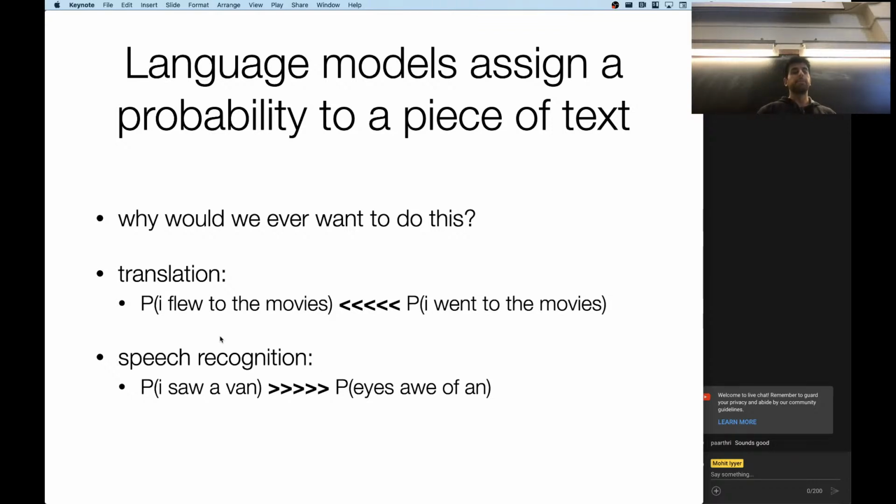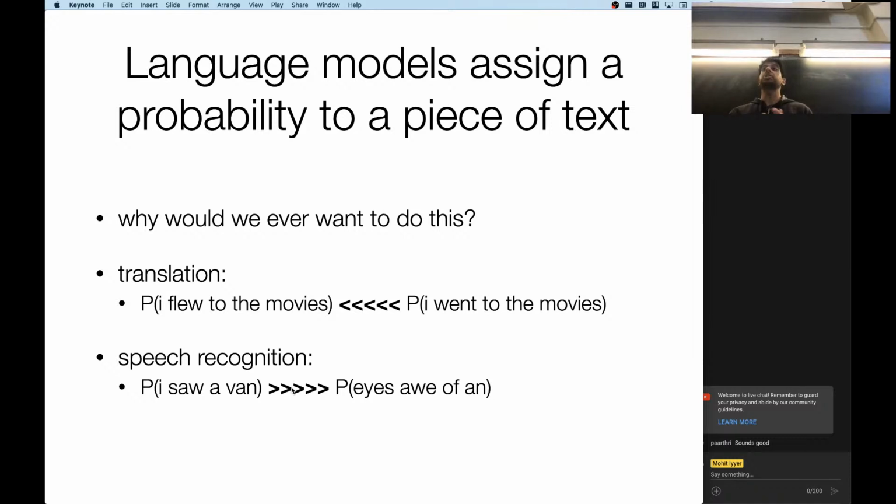For example, let's say I'm doing machine translation and I have a system that can give me multiple candidate translations of any given input sentence. And so I want some way of ranking those translations to see which one is the most plausible. If I had two candidates, I flew to the movies and I went to the movies, obviously one of them would be much higher probability than the other, right? No one is flying to the movies, I suppose.